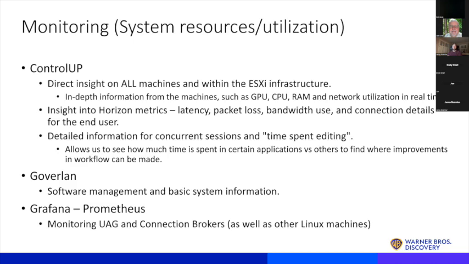We use Grafana and Prometheus to monitor the UAGs and connection brokers, as well as other Linux machines. Gives us a nice graph and monitors all of those metrics, and gives us pinpoint time of when we can see spikes or blips in certain network connectivity.